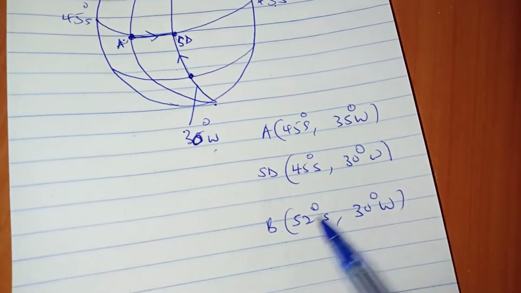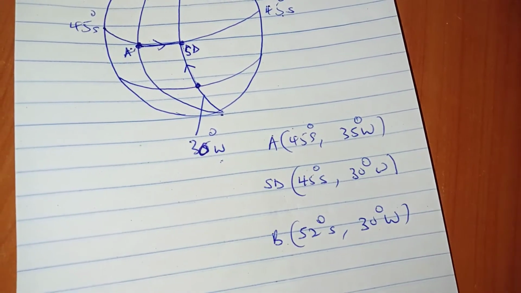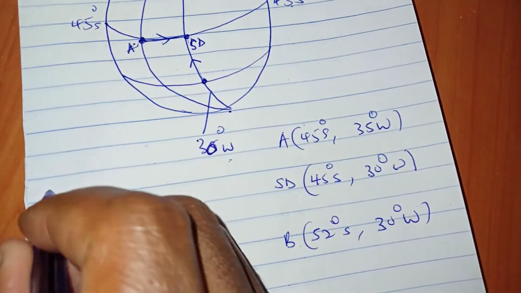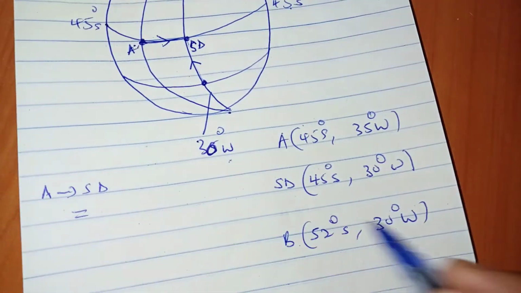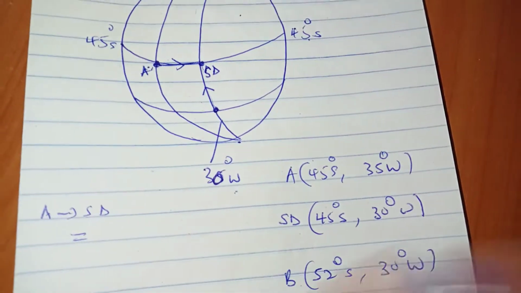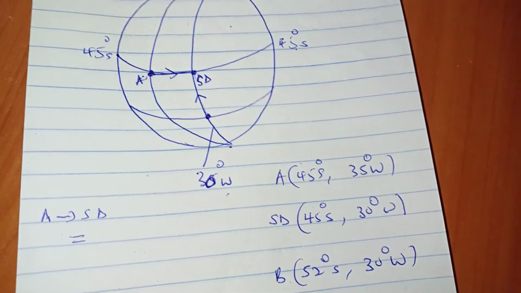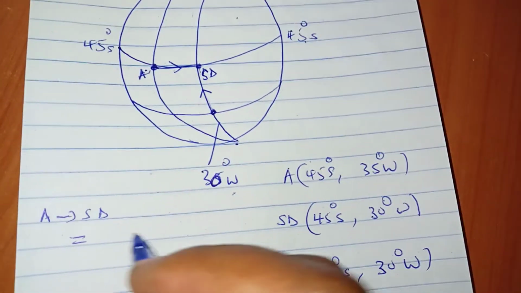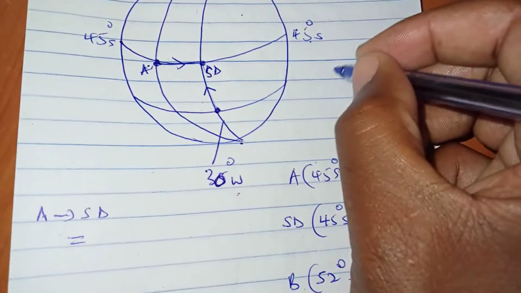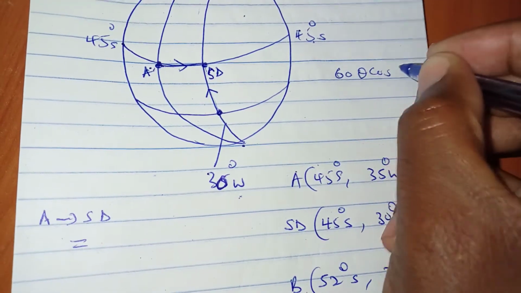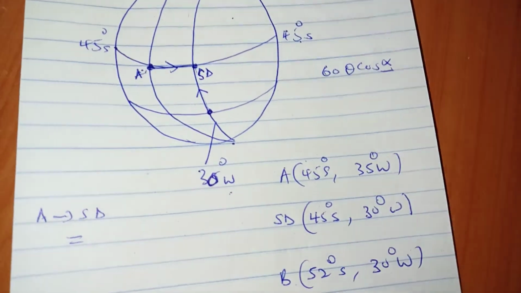Now we are going to compute the distance from here to here and the distance from here to here, then we compare the times. So what is the distance A to SD? This is the distance along the parallel of latitude, that's a small circle, and because we are given the speed in knots, we are going to use distance in nautical miles. For a small circle, distance in nautical miles is given by 60 theta cosine alpha, where alpha is the latitude and theta is the longitudinal difference.